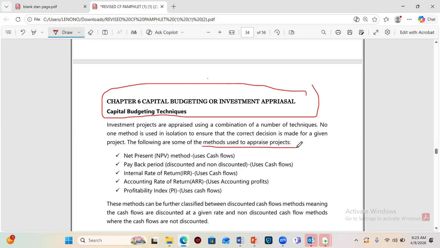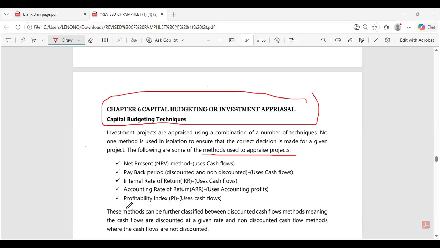The first one is the net present value, and then the payback period, discounted and non-discounted, an internal rate of return, accounting rate of return, as well as the profitability index. So these are the 5 techniques that are used in capital budgeting. All right.